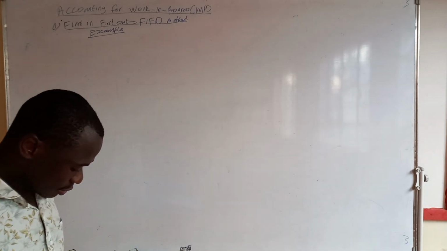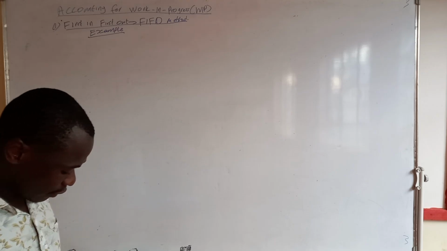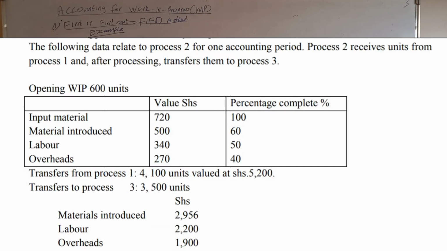Now, look at this example. The following data relate to process 2 for one accounting period. Process 2 receives units from process 1, and after processing, transfers them to process 3. So we have process 1, process 2, and process 3. Okay? Then what happens?